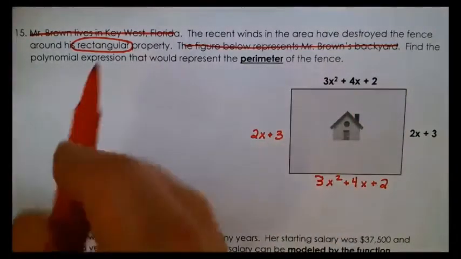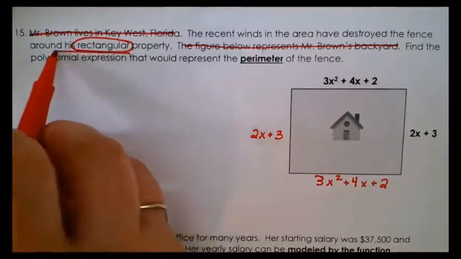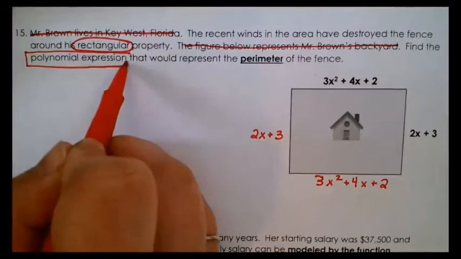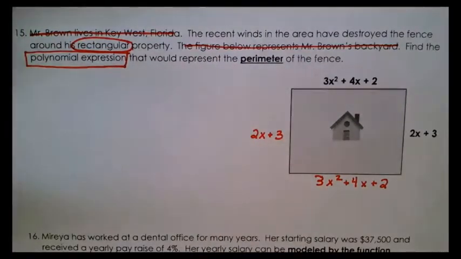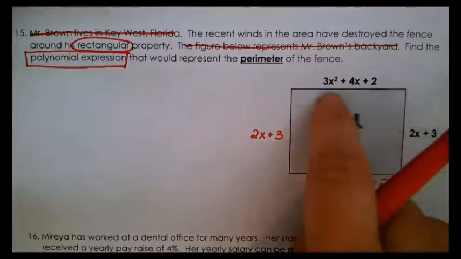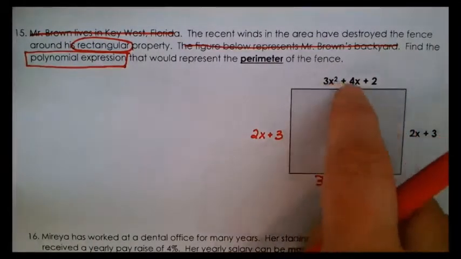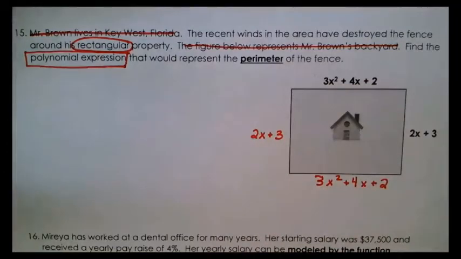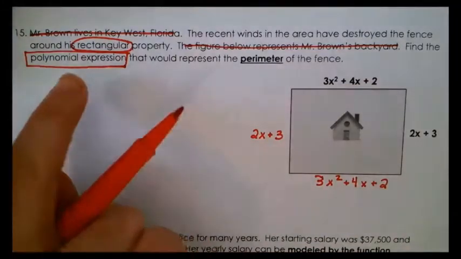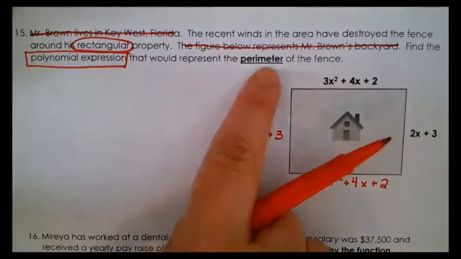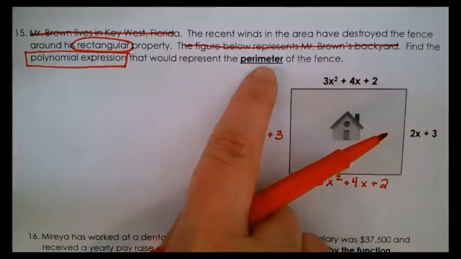Find the polynomial expression. So they're asking you for an expression. They're not asking you to solve for x. They're just asking you for an expression, which right here, that's an example of an expression. It's just a couple of terms being added or subtracted together. They want a polynomial expression that would represent the perimeter of the fence.